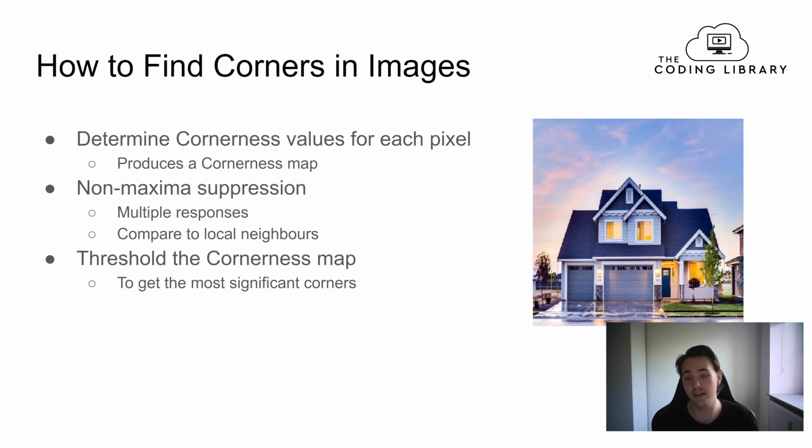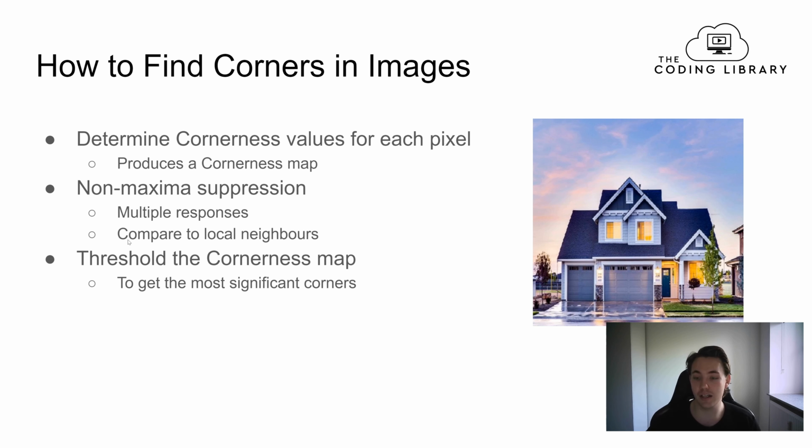So we're looking at the changes in intensity and things like that, and then we determine this corners map, where we can tell by looking at this value whether this could be a corner in the image or not. And then we can use non-maximal suppression, as we already talked about in the edge detection video, where we have multiple responses, and then we compare that response or pixel value to its local neighbors.